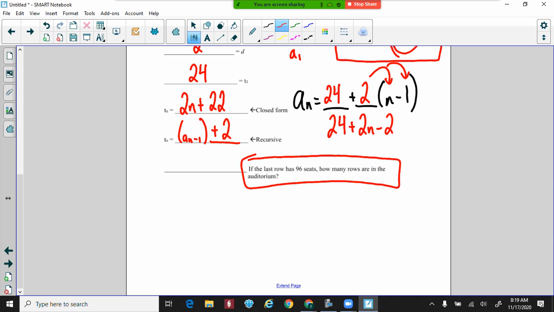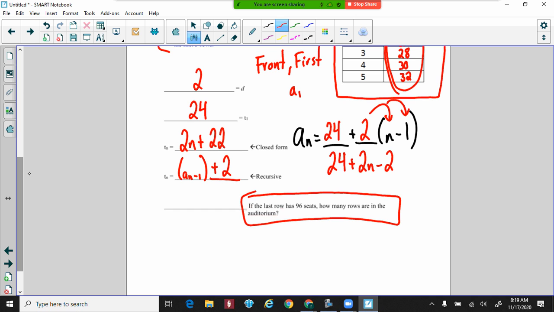Now, for this question, it says, if the last row has 96 seats, how many rows are in the auditorium? Well, this is kind of like a throwaway question. So you're going to take 96, which is right here, and you already have your formula, which is 2n plus 22. What we want to know is what does n have to be in order for it to be 96? I just use algebra and it ends up being 37. So 96 minus 22, divided by 2, yep, that's 37. All right, so moving on.